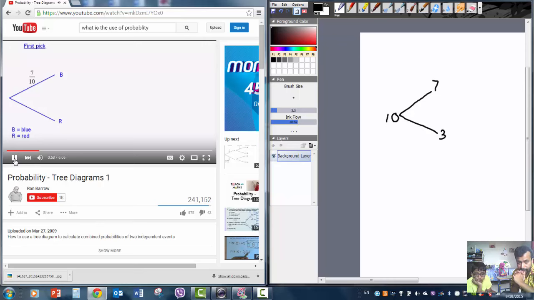Now, what about the probabilities of that? Well, because there are 10 in all and 7 of them are blue, the probability of a blue is 7/10.